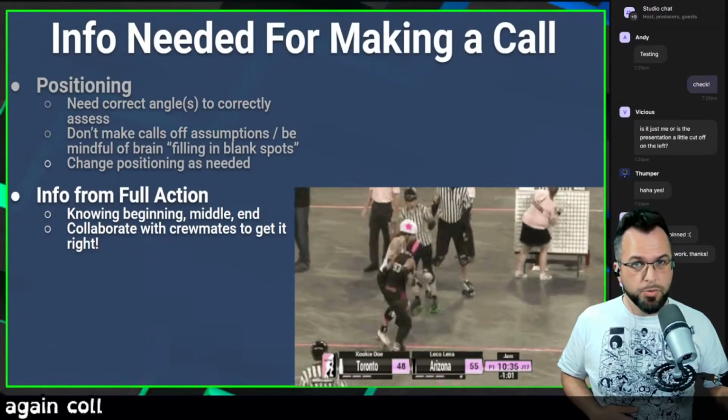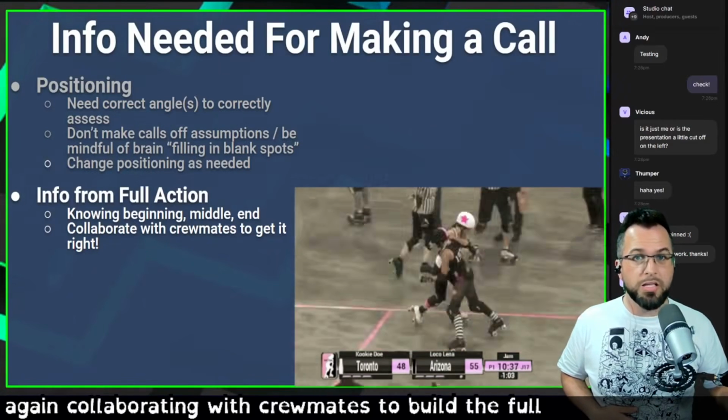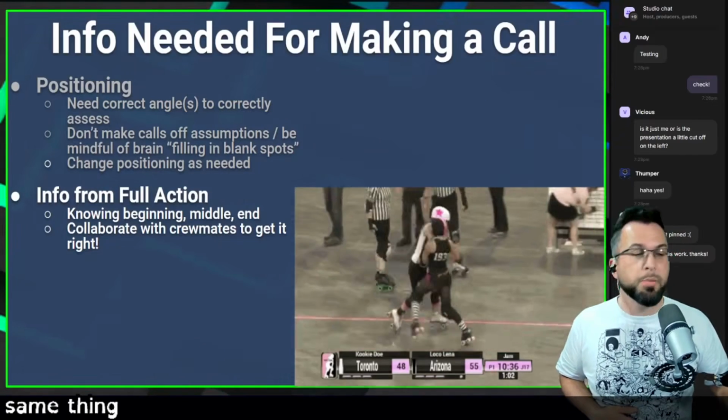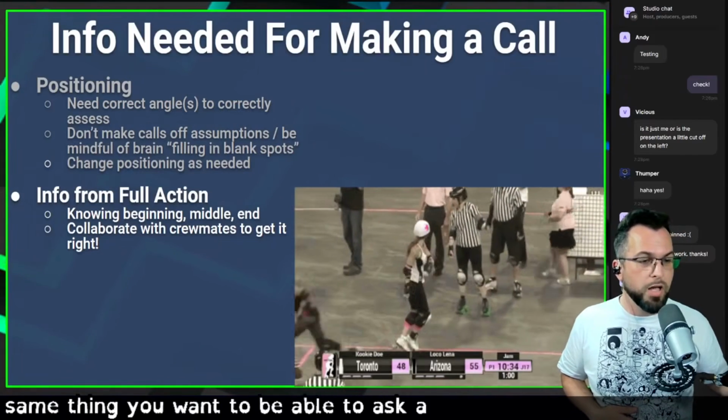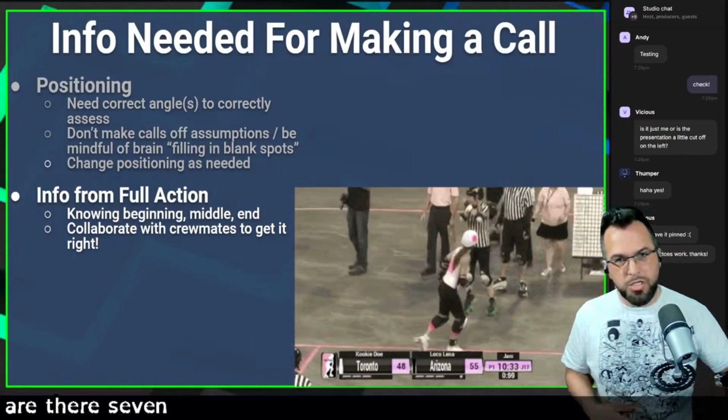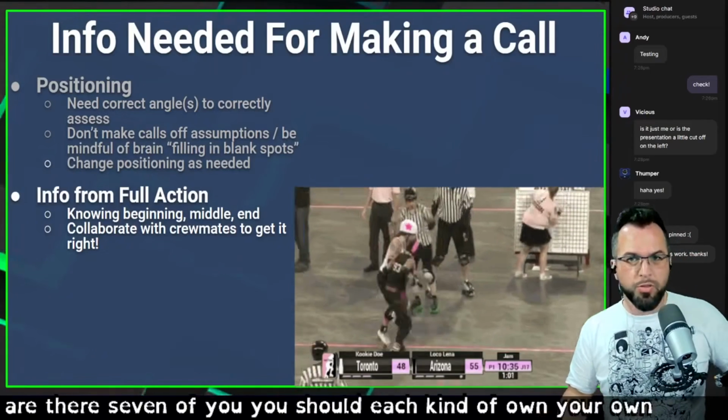Again, collaborating with crewmates to build the full story. That's why it's so important to ensure that all officials are not looking at the same thing. You want to be able to ask a crewmate what they saw, and hopefully it isn't the same exact thing that you did, or else why are there 7 of you? You should each kind of own your zone a little bit so you can build the pieces together.